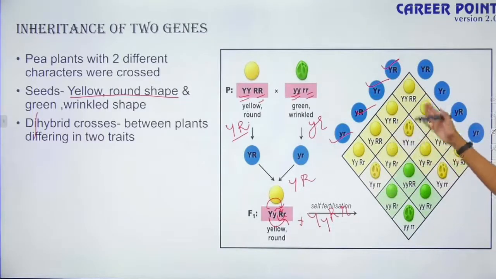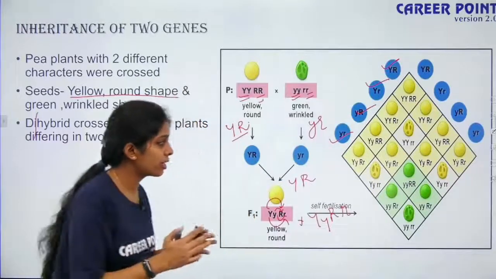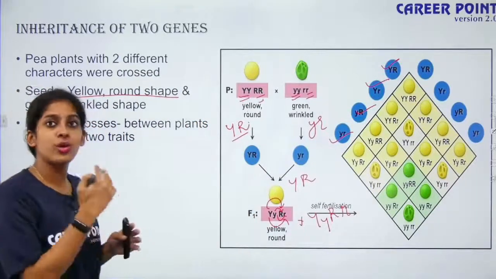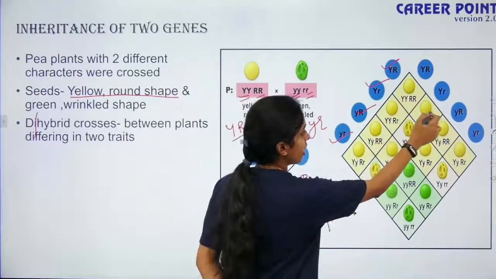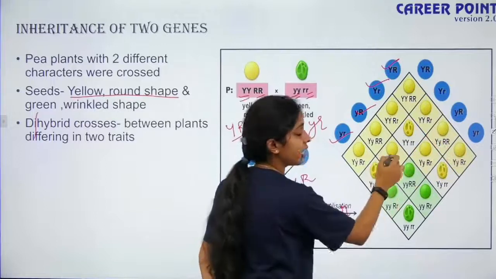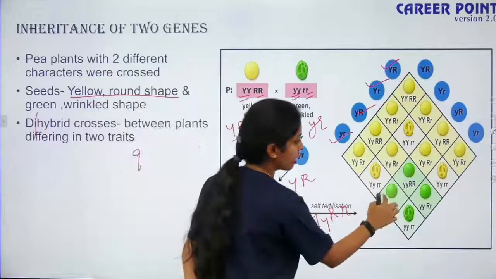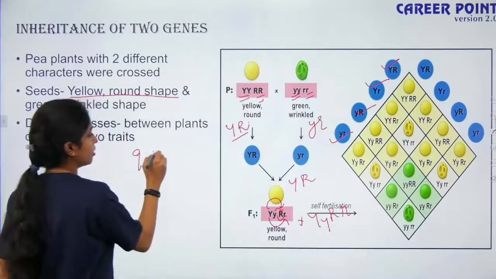So looking at the figure, what can you make out? Here the dihybrid ratio is pretty large. So when you look at the phenotypic ratio, it is 9:3:3:1. So phenotypic ratio is the physical observation. So how many yellow? 1, 2, 3, 4, 5, 6, 7, 8, 9, right? So it is 9 round yellow. How many green? 1, 2, 3. So you have 3.